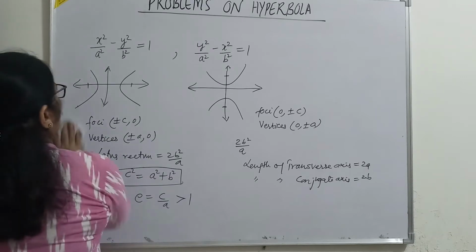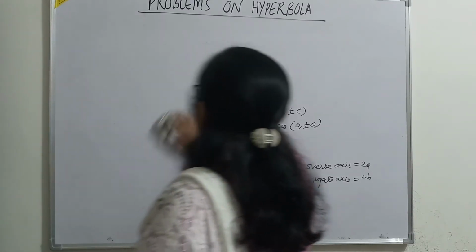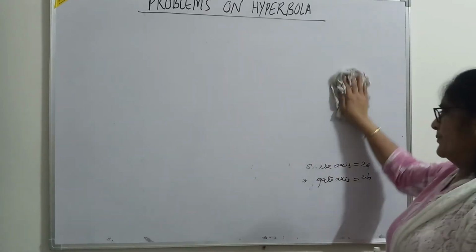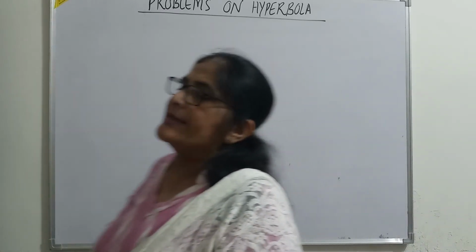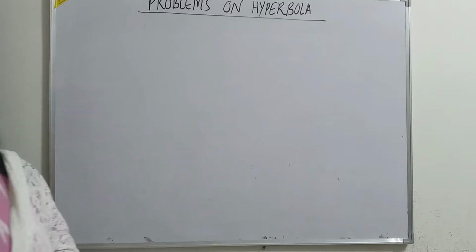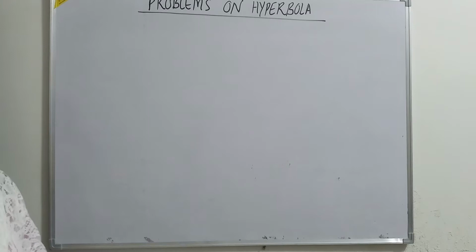Now we are coming to the problems. I will take problems from the NCERT textbook. The first type of problem is when the equation of a hyperbola is given and we have to find some terms such as foci, vertices, eccentricity, length of transverse axis, length of conjugate axis. The question number 1 that I am taking is this.